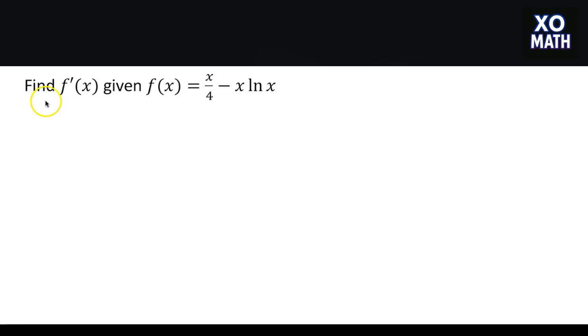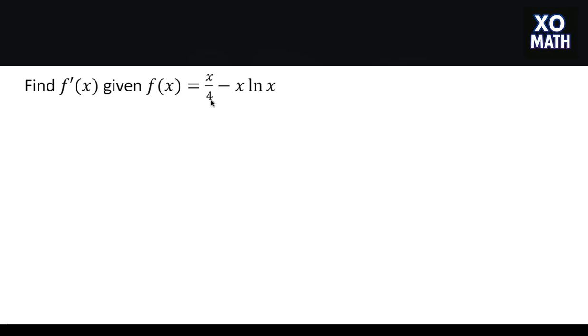In this example, we're told to find f prime of x, or find the derivative of f, given f of x is equal to x over 4 minus x times natural log x. So here we have two terms. Terms are separated by addition or subtraction, and we would find the derivative of each term separately. Now, this first term here, x over 4, while it is written as a quotient, I don't need to apply the quotient rule in order to find the derivative.